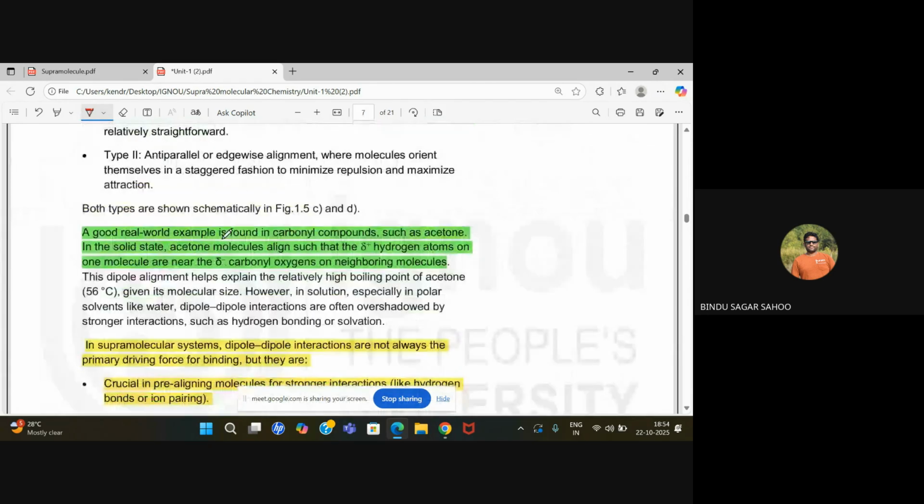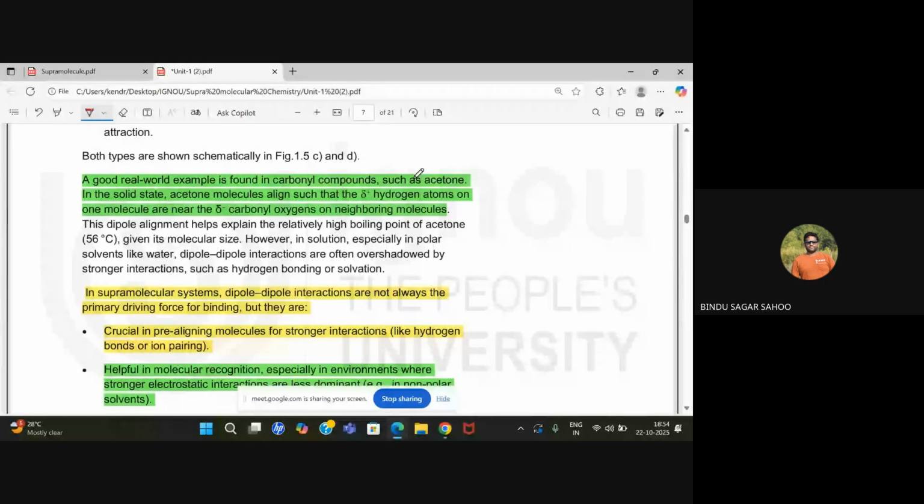Okay, so you can make a more reading that in the real world, carbonyl compounds such as acetone in the solid state, acetone molecules align such that the positive hydrogen atoms on one molecule are nearer to the negative carbonyl oxygen of the neighboring molecule. This type of dipole alignment helps to make the overall molecule have a high boiling point for its molecular size. So we cannot ignore these types of non-covalent or weak interactions, because these interactions have a great impact on the boiling point of acetone.